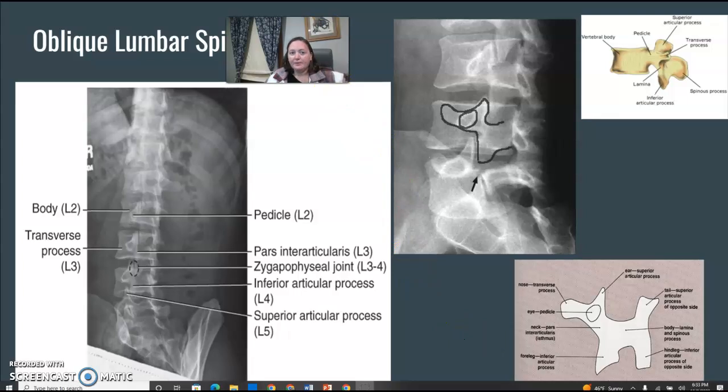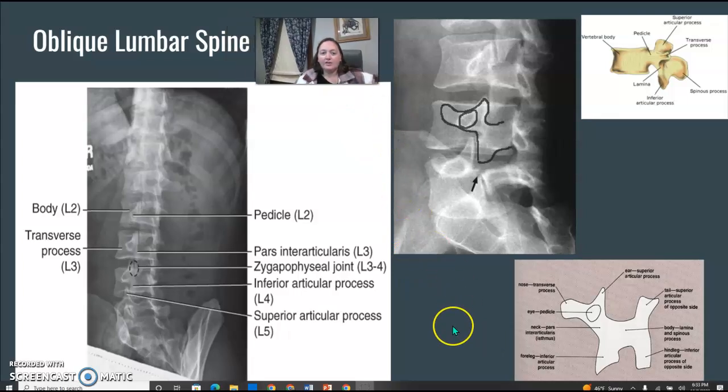Oblique lumbar spine. On your oblique lumbar is when you're going to see what we call the Scotty dogs. So once your patient is in an oblique position, you should start to see the pedicle, or the eye of the Scotty dog, in the middle of the vertebra. The nose of the Scotty dog is the transverse process.